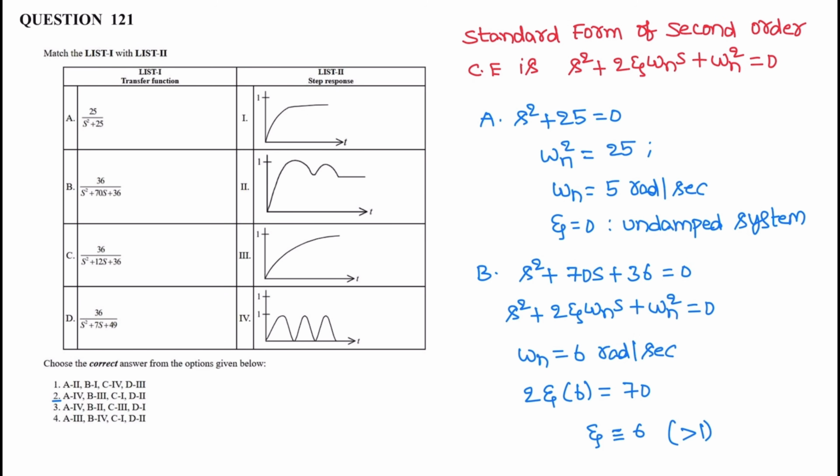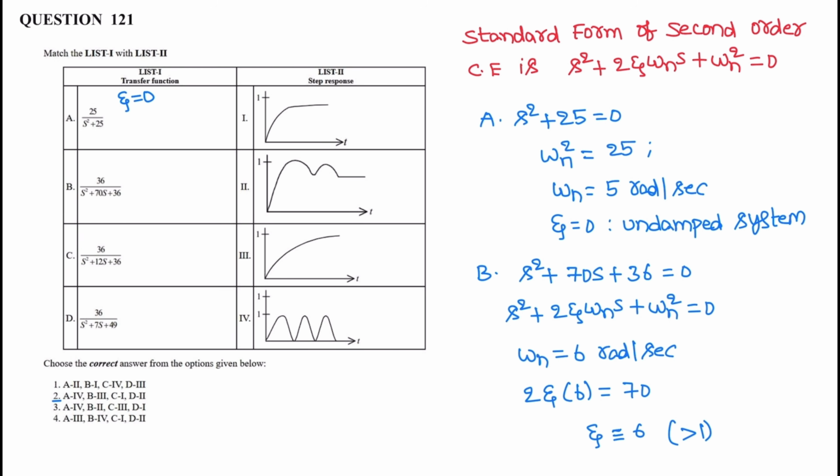Question number 121. In list 1, transfer function is given. In list 2, step response is given. We need to match the transfer function with the corresponding step response. We know that the standard form of second order characteristic equation is s square plus 2 zeta omega n s plus omega n square is equal to 0. In A, the characteristic equation is s square plus 25. So from this, omega n is 5 radian per second and zeta is 0.